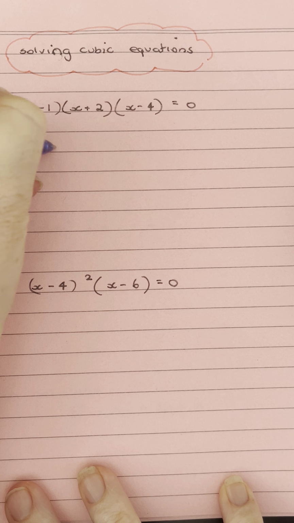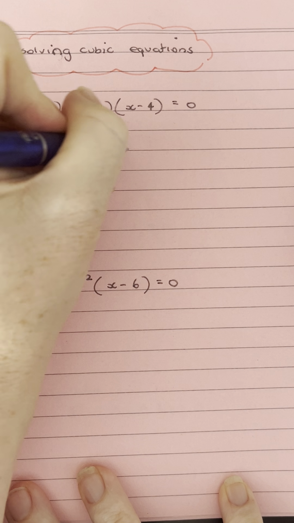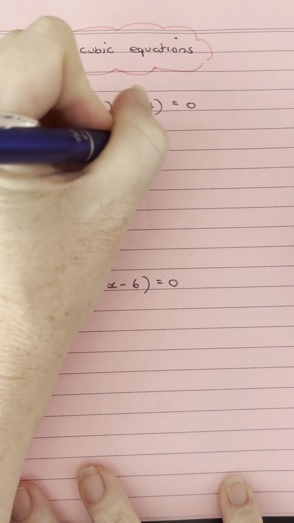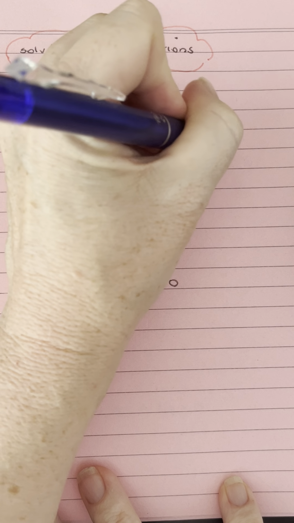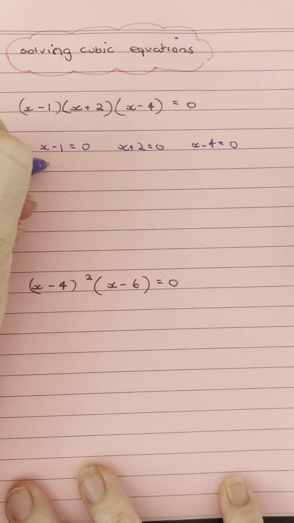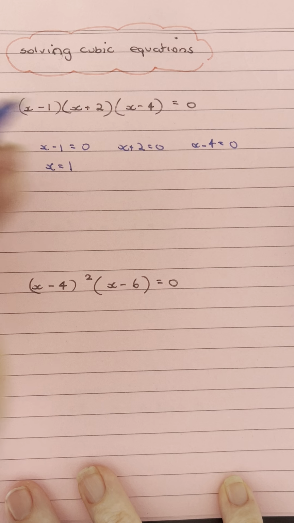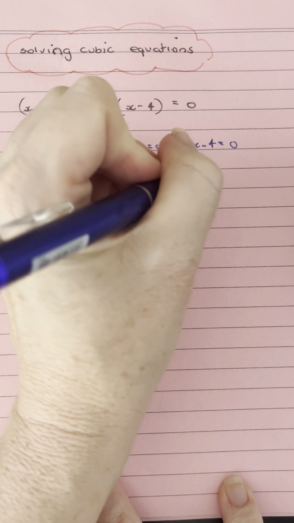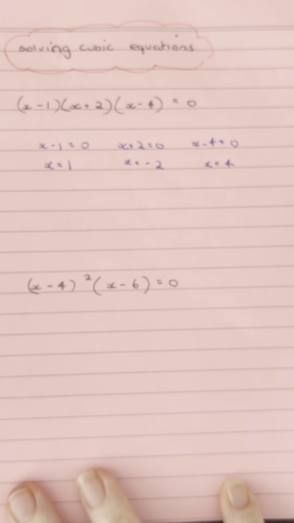So we know that either x minus 1 equals 0, or we've got x plus 2 equals 0, or we have x minus 4 equals 0. So that means we know that x must be equal to 1, or x is equal to negative 2, or x is equal to 4.